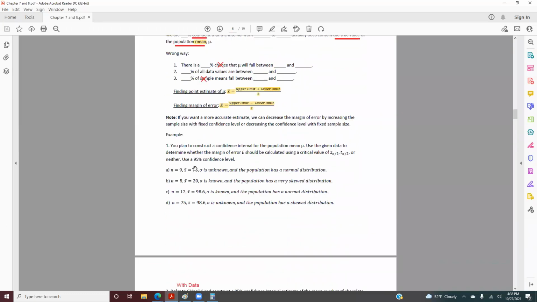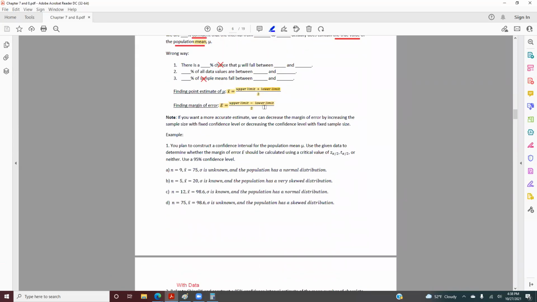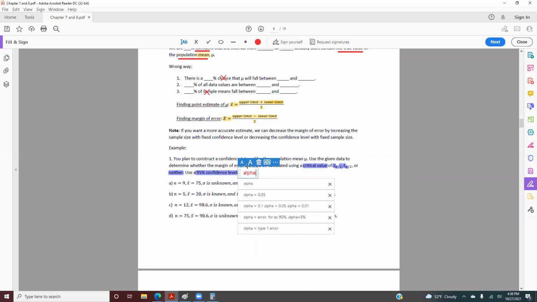The first example in 7.2 is asking us to find the critical value. Is that Z alpha, T alpha, or neither? And then using a 95% confidence level in this case. Before I continue, you need to know what alpha is in this case. If I ask you for a 95% confidence level, what is your alpha?